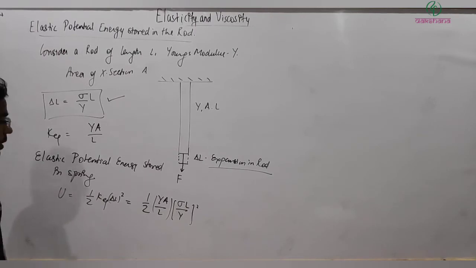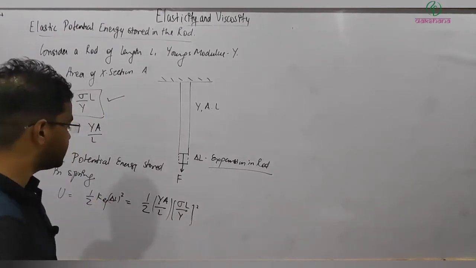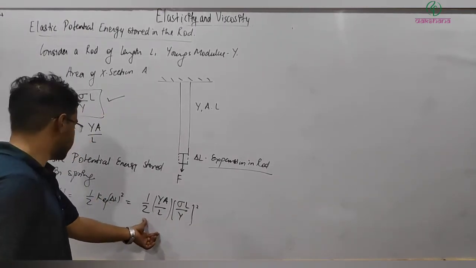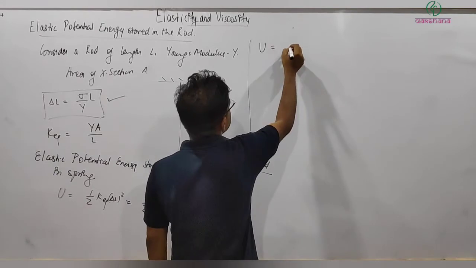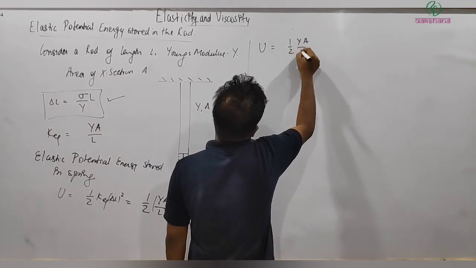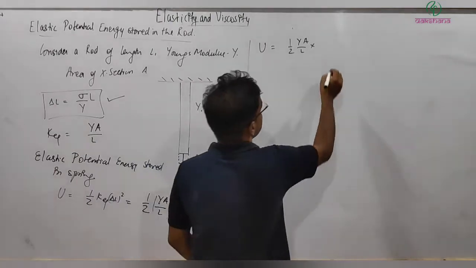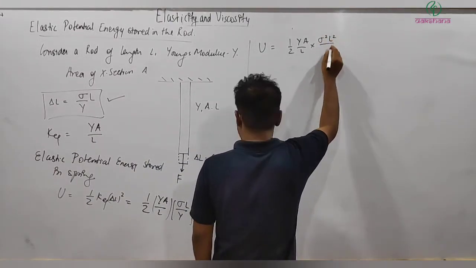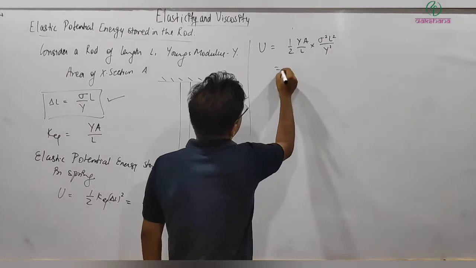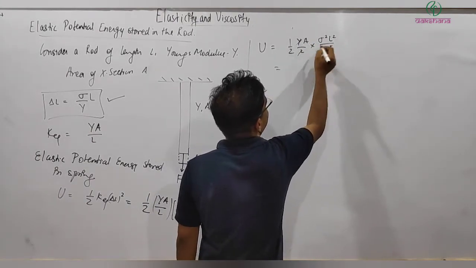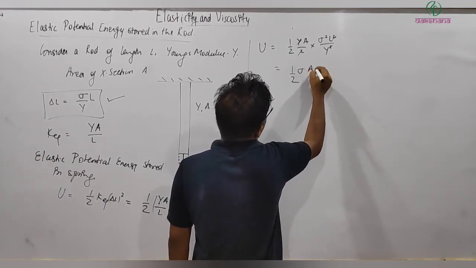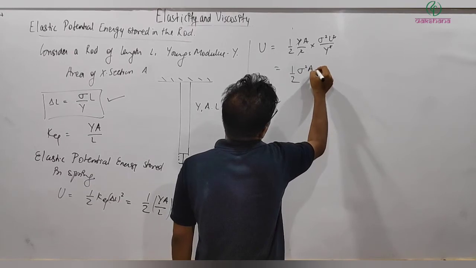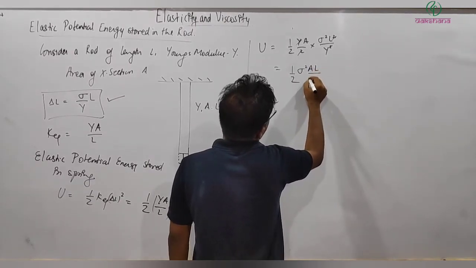Otherwise I can even substitute things in terms of strain also. So this is the energy stored. Let me simplify it further. So what we are getting, energy U is equal to 1 by 2 into YA by L multiplied by sigma square into L square upon Y square. 1 Y gets cancelled, 1 L gets cancelled, so we are getting 1 by 2, this is sigma, this is A into sigma square into A into L upon Y.